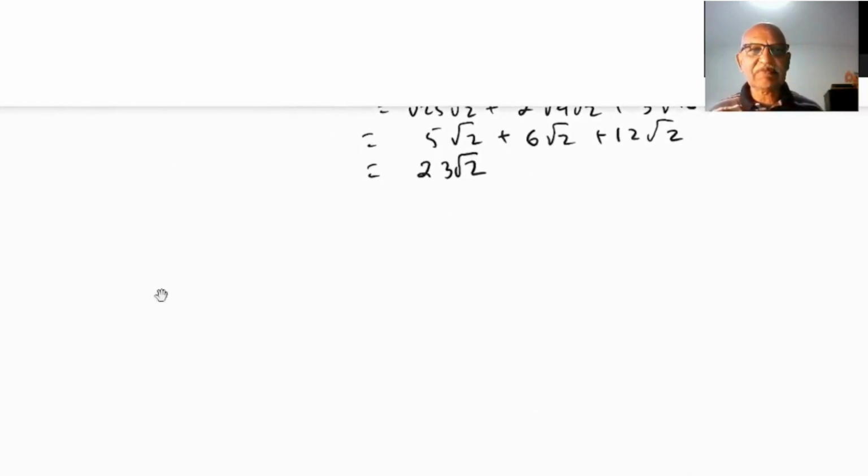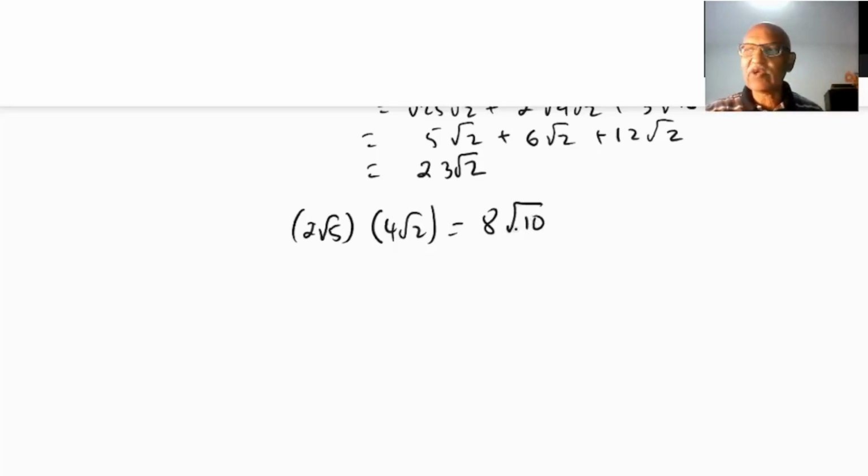Okay, so let's simplify more things here. Let's simplify 2 root 5 times 4 root 2. I can always multiply the numbers outside the radicals: 2 times 4 is 8. I can multiply the radicals together. Square root of 5 times square root of 2 is square root of 10. So I cannot simplify 10.